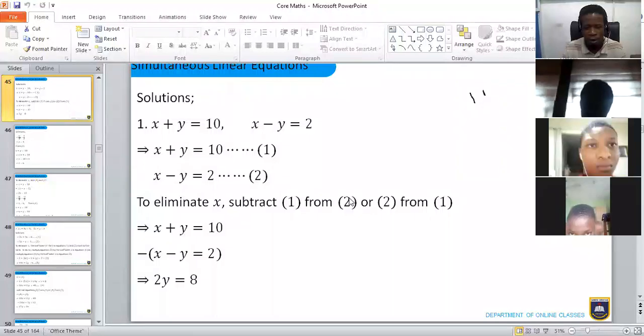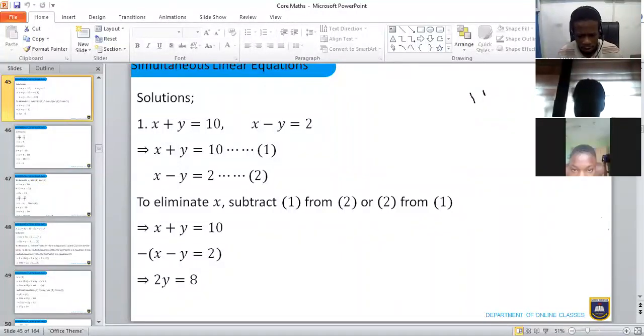Dzidzor, Farida, the coefficients of x in equation 1 and 2, are they the same? Farida, unmute yourself and answer the question, please.